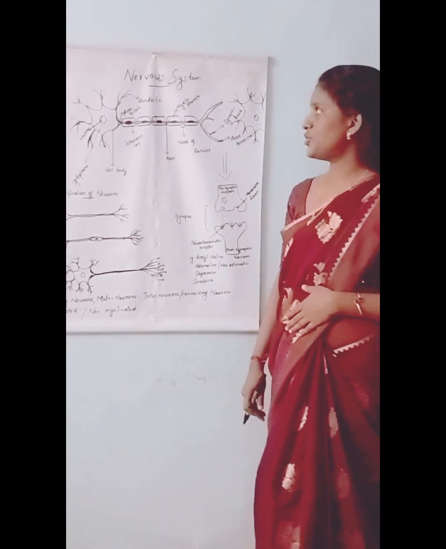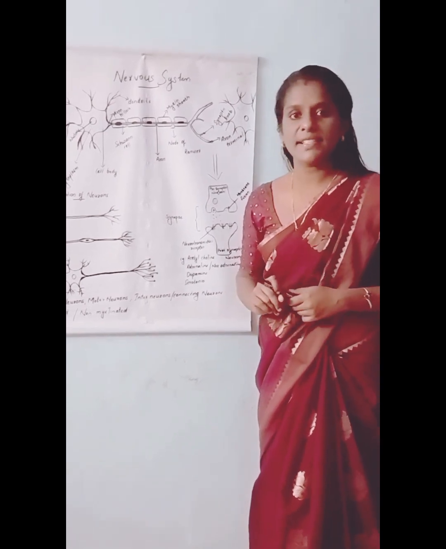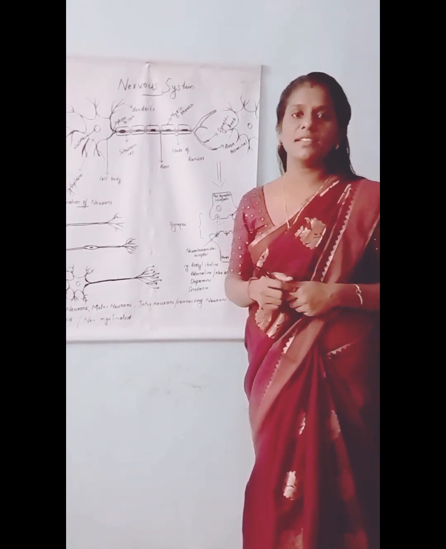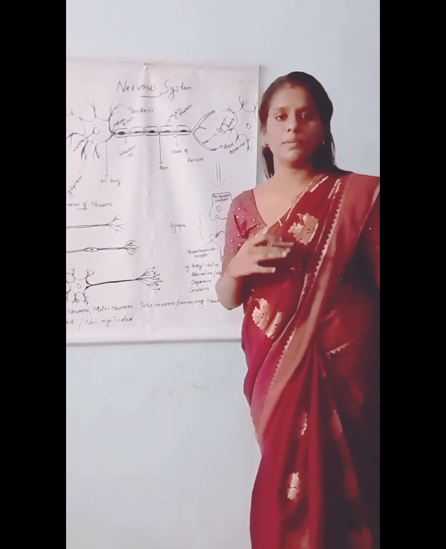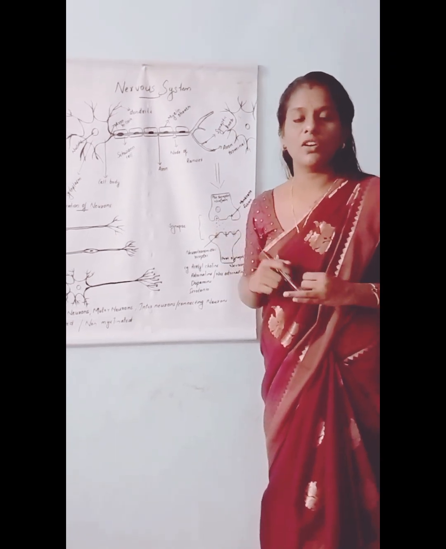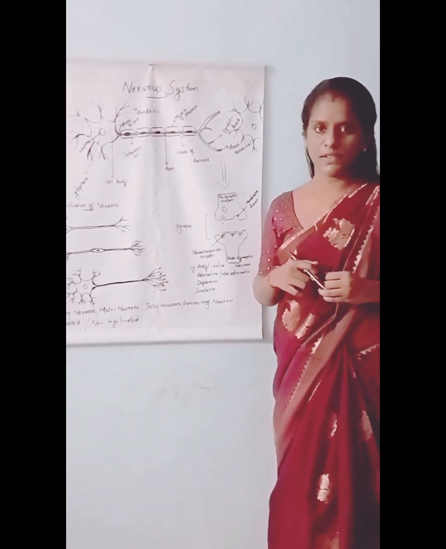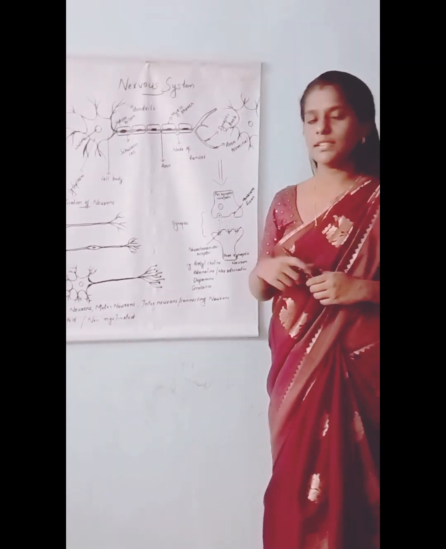Today I am going to teach you about the nervous system. The nervous system is the command center of our body. Command center means it sends messages back and forth between the brain and other parts of the body. Okay. So the nervous system includes the brain, spinal cord and other complex networks of nerves. And neurons are the functional unit of this nervous system.